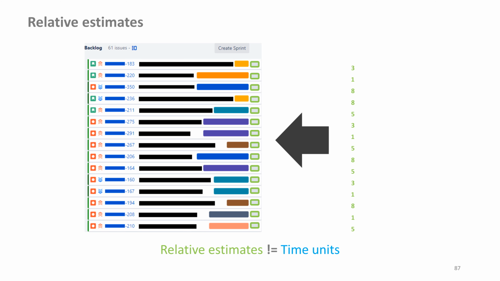Relative estimates. The issue of estimation is important and different in the Agile environment than in the classical ones. In the Agile environment, we use relative estimates and not units of time. So we don't estimate with 3 days or 5 hours.